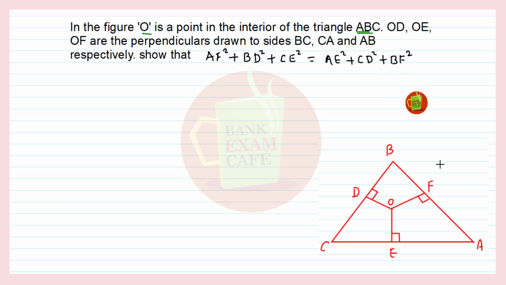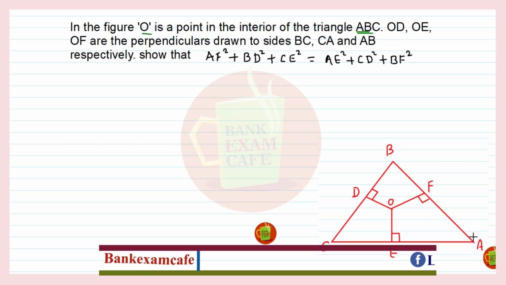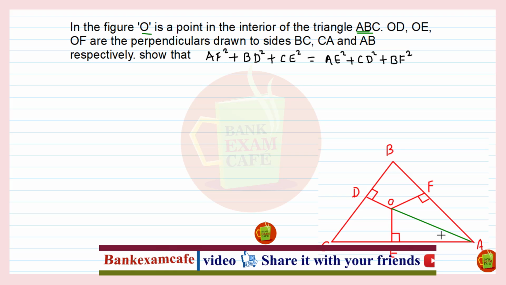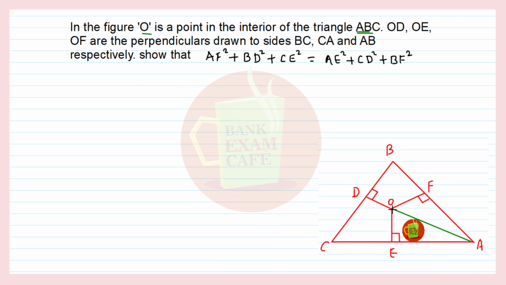Friends, here we want AF square and this angle is given as 90 degrees. If we get this as a triangle, then this will be a right angle triangle and there you can get AF square. So first what we will do, we will join OA. So do the construction, join OA. Similarly join OB and join OC.